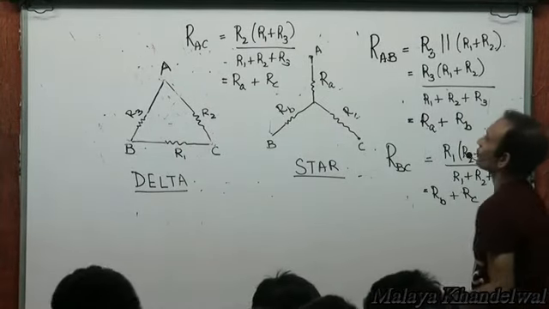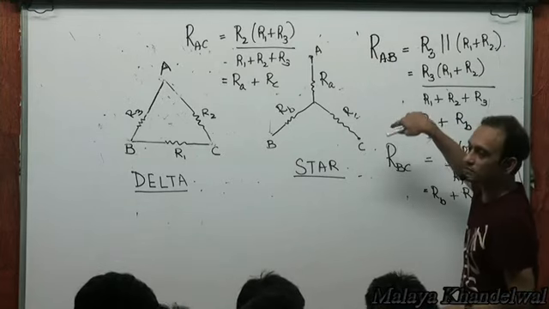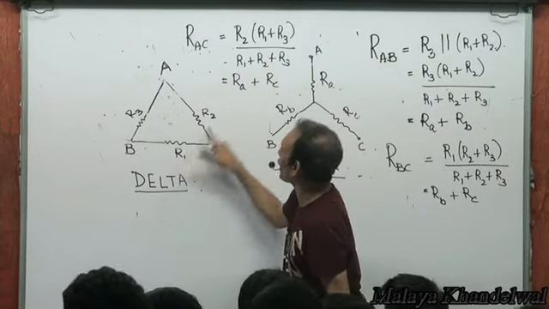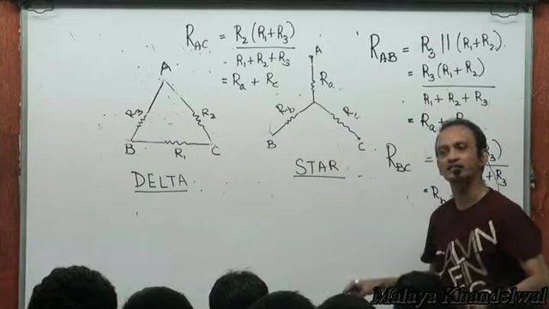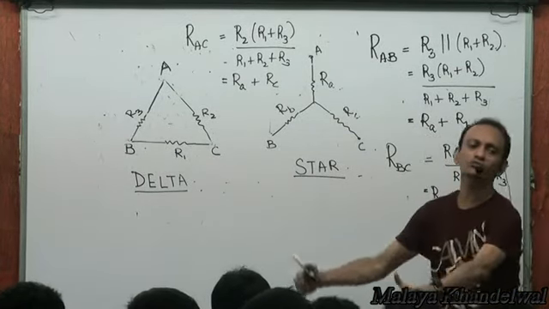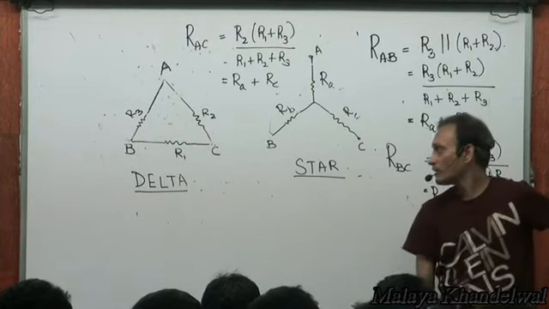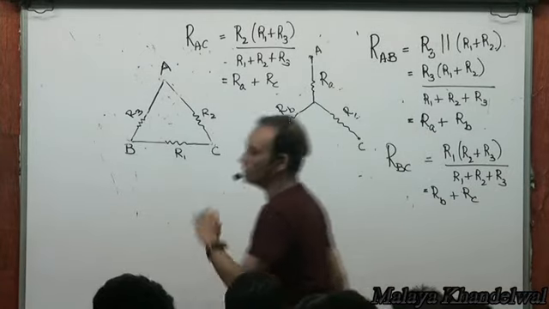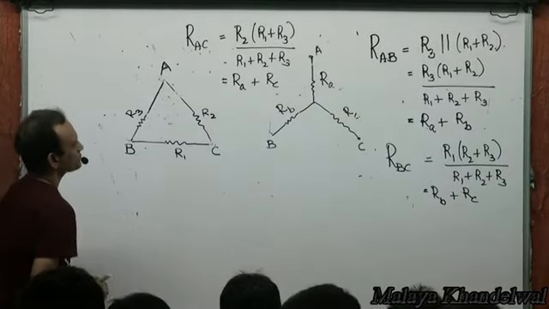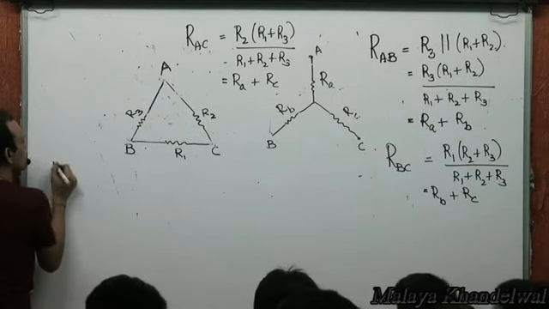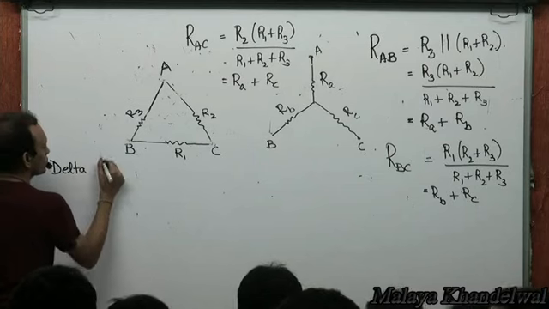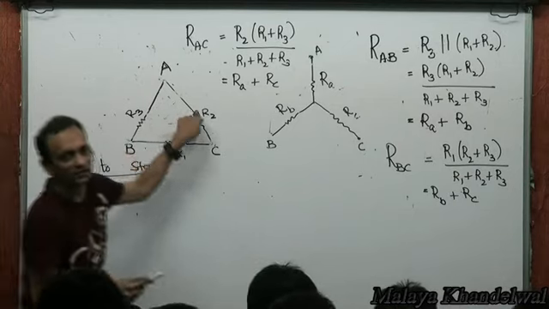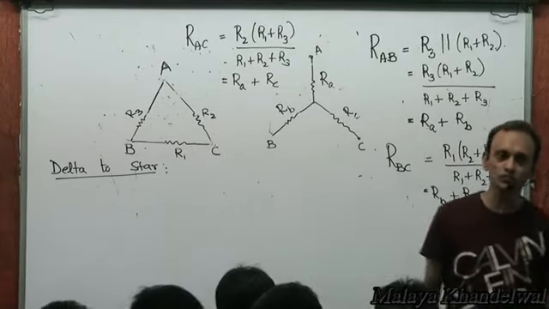Now, using these three equations, either you can solve for RA, RB, RC in terms of R1, R2, R3, or solve for R1, R2, R3 in terms of RA, RB and RC, right? That will give you conversion from delta to star or star to delta, right? Let me just tell you the final result without wasting time on the algebra. Delta to star. Delta to star would mean given R1, R2, R3, find RA, RB, RC. That is what it would mean by delta to star.